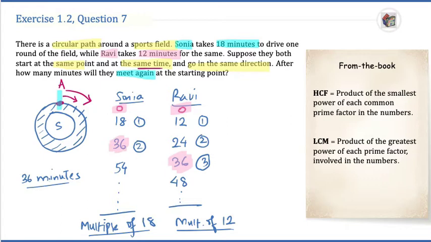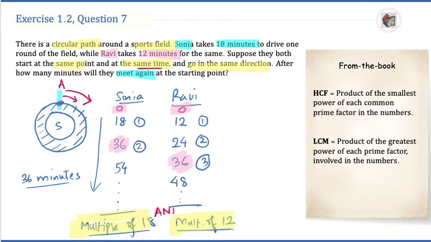And that's my answer. But how do I mathematically solve this without writing all of these multiples as I did? Well, there you just have to think about it. You have to think that if Sonia completes a round after every 18 minutes, then the time when she will be back at point A will be a multiple of 18. Similarly, since Ravi takes 12 minutes for one round, whenever he'll be back at point A, the time there will be a multiple of 12. Now, since I want both of them to be together at point A, the time has to be a multiple of 18 and a multiple of 12.